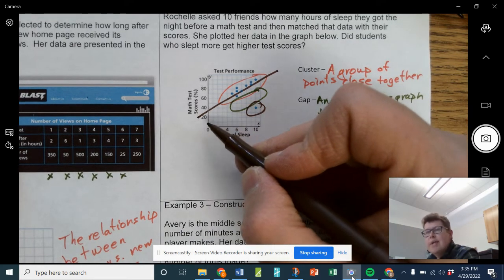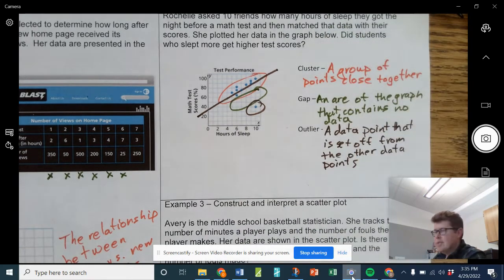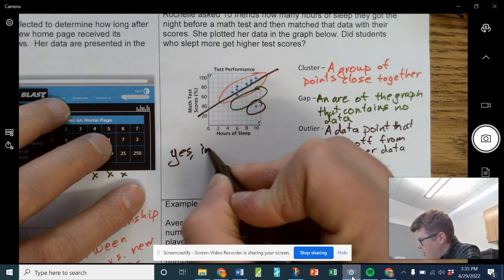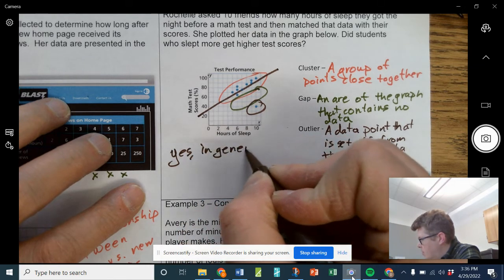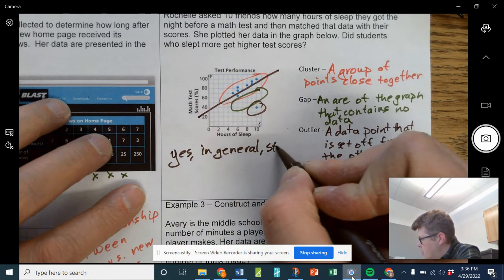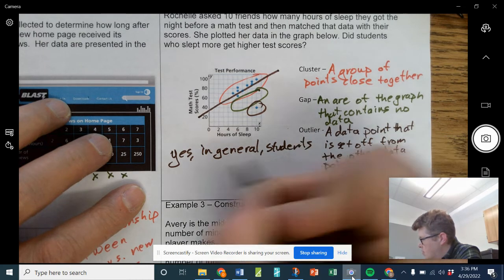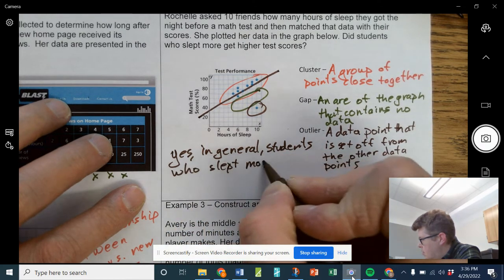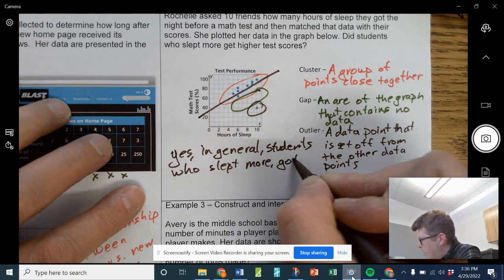So sometimes there are obviously people who don't fit the data, who don't fit the mold, or who don't fit the prediction, right? So yeah, those are called outliers. So did students who slept more get higher test scores? Yes. In general, students who slept more got higher test scores.